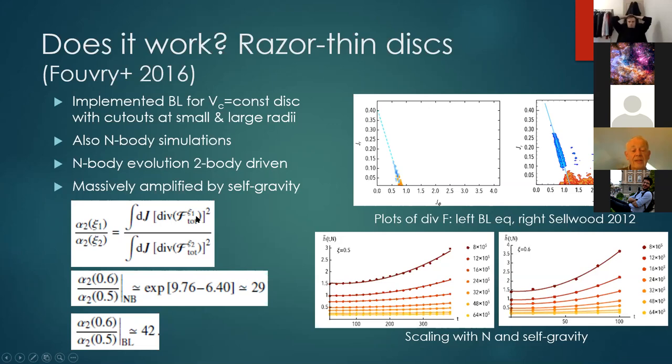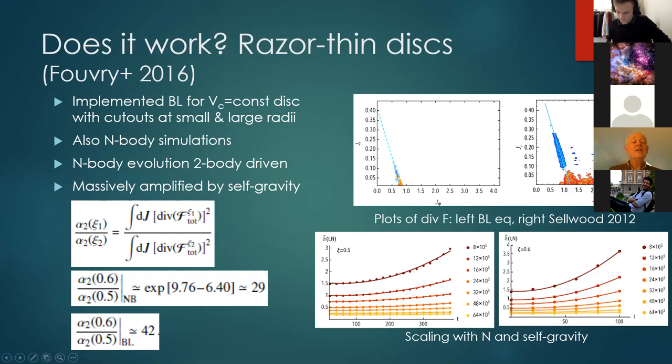This is averaged through action space, through phase space, the divergence of the flux for one value of xi, for half of the mass being self-gravitating or 0.6 of the mass being self-gravitating. And what he found was in the N-body calculations, increasing from a half to 0.6, the importance of self-gravity caused a 29-fold amplification in the diffusion rate as measured by this diagnostic. Whereas the Balescu-Lenard equation gave an amplification by a factor of 42. So the point here is that the N-body experiments are validating the pairwise interactions, and self-gravity is indeed very important. These are very heavily dressed interactions, and the strength of the dressing increases as you increase xi and make the disk more self-gravitating.